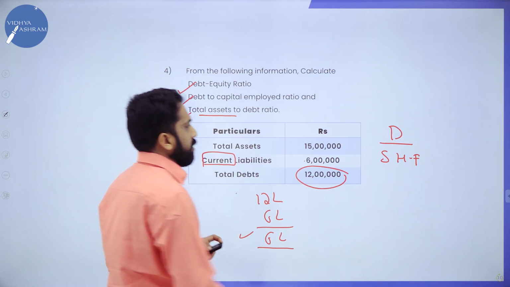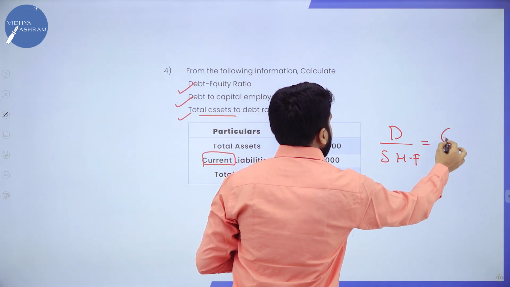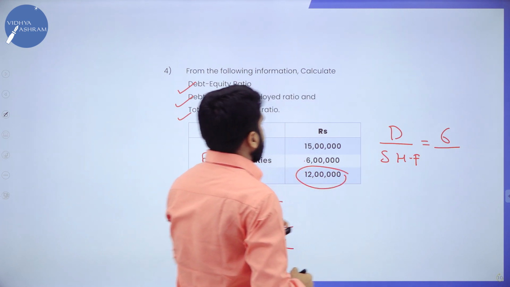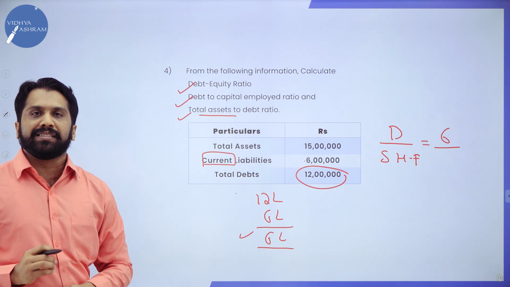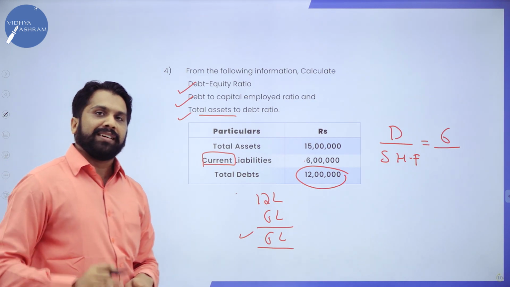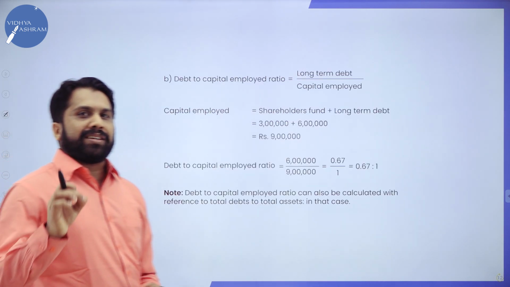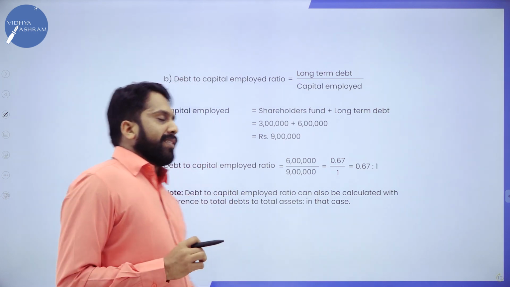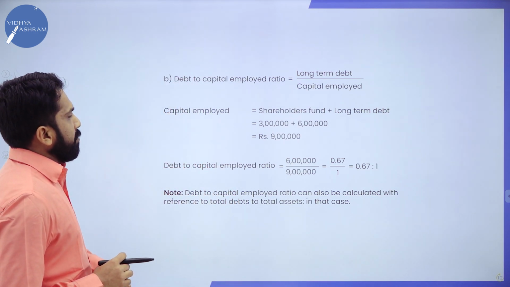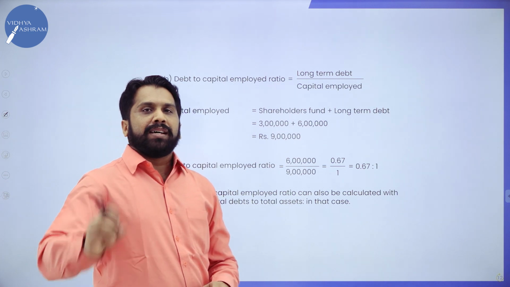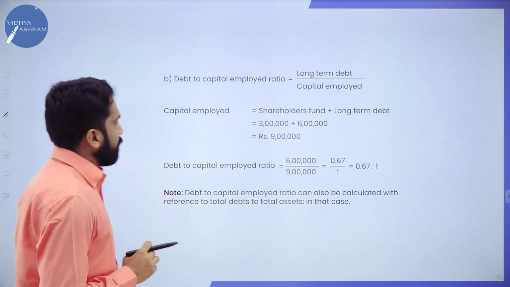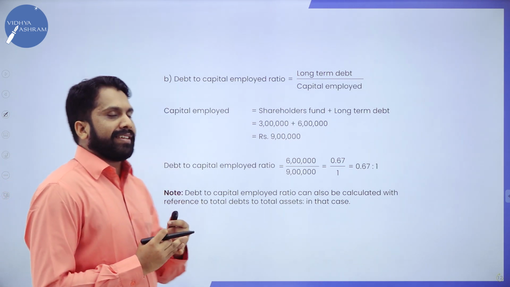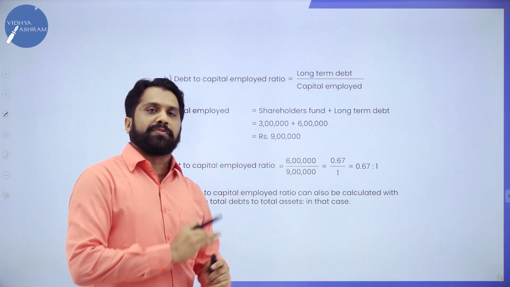As per your formula, your long-term debt is 6 lakh. Shareholders fund, have they given shareholders fund in this? No. We will calculate. Debt to capital employed ratio, you know the formula. Long-term debt divided by capital employed. Now, long-term debt we already calculated in the previous one.